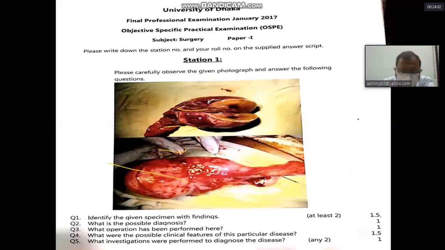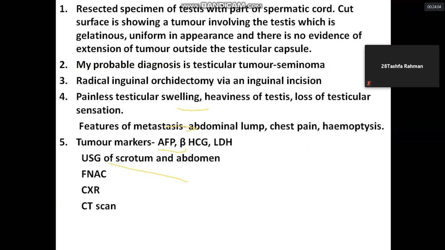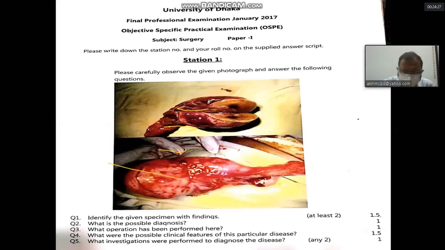What operation has been performed here? Radical inguinal orchidectomy via an inguinal incision. Radical inguinal orchidectomy. This is the name of the operation, via an inguinal incision. The name of the incision is inguinal incision. Now come the possible clinical features. What are the clinical features for this patient?